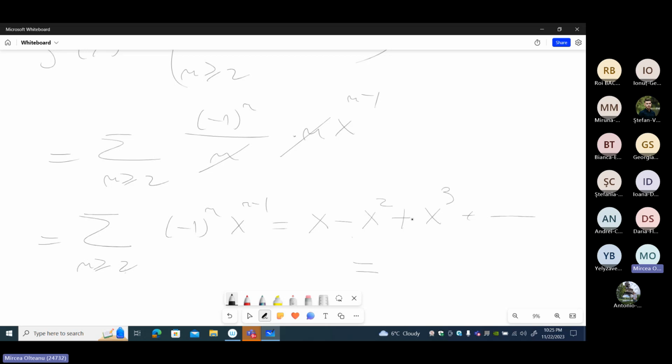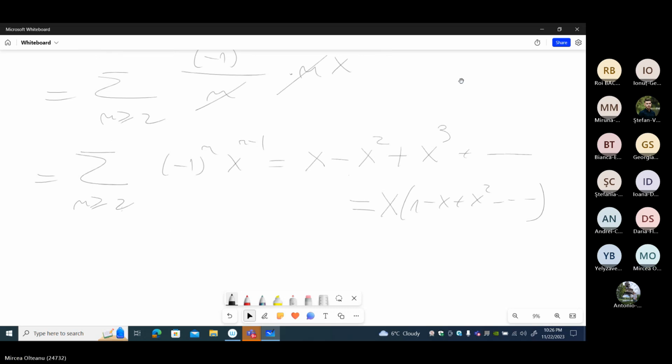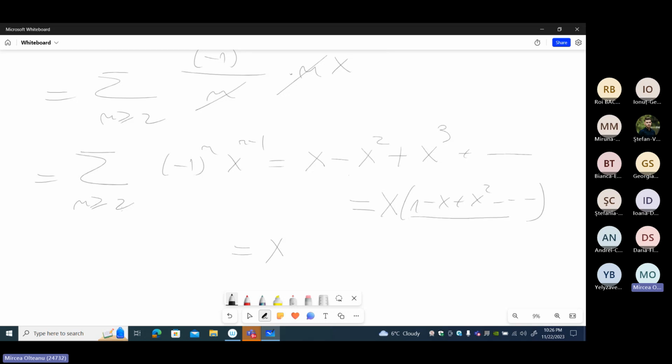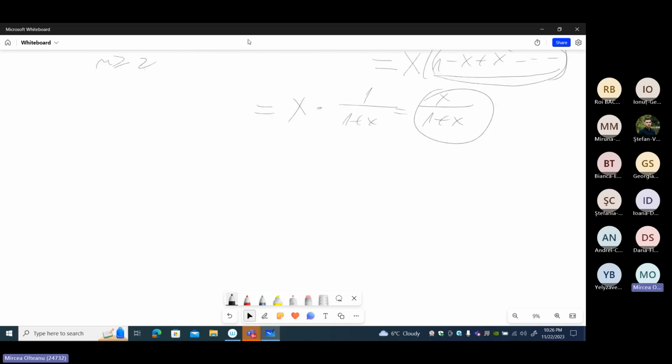What's the sum of this obviously geometric series? You can write it as x times (1 minus x plus x squared, and so on). So it gives x times the geometric series with ratio, what is the ratio here? Minus x. So the sum will be 1 over 1 plus x. So it is x over 1 plus x. This is the derivative of the function s.